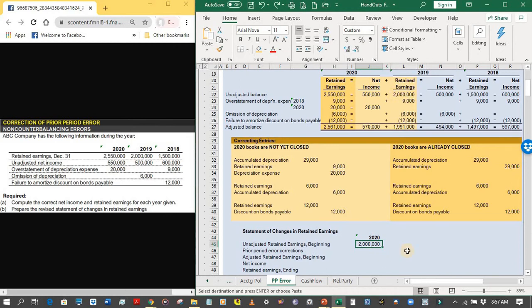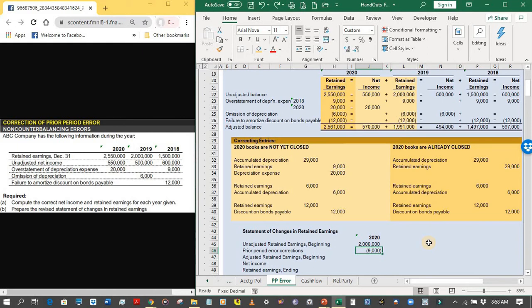So the adjusted retained earnings beginning in 2020 is 1,991,000 pesos. And in order to correct the 2 million so that it will be adjusted to 1,991,000 pesos, the adjustments are the 9,000 pesos, negative 6,000 pesos, and negative 12,000 pesos. So the net effect of this adjustment is a negative 9,000 pesos. And this is the net effect of the adjustments of 9,000, 6,000, and 12,000 pesos.